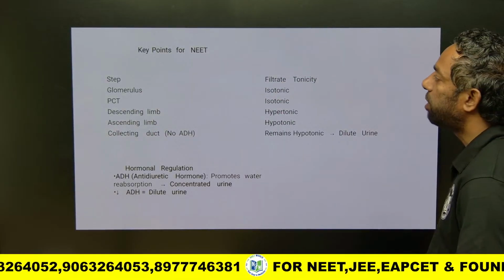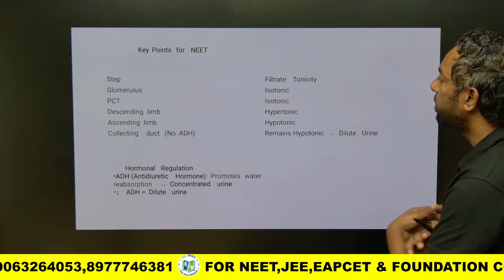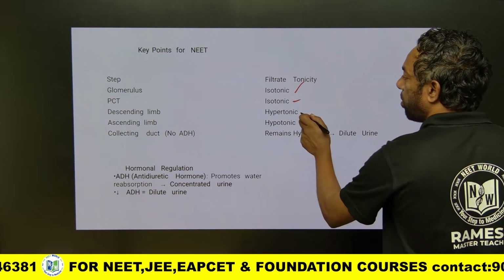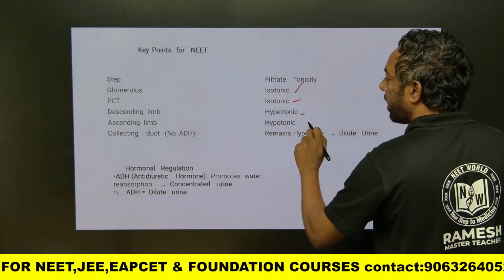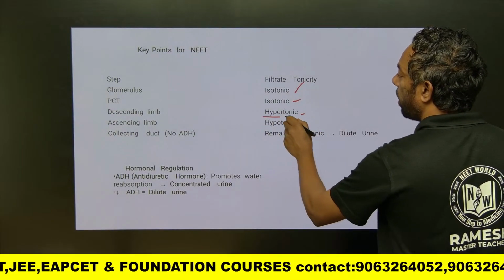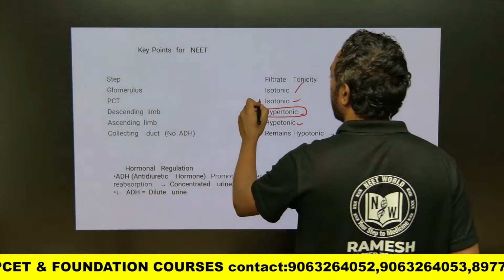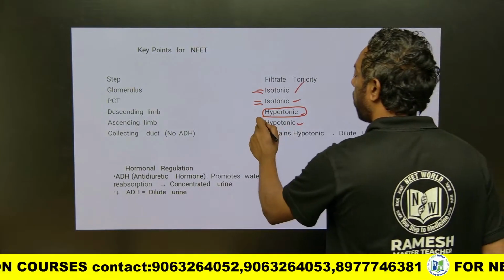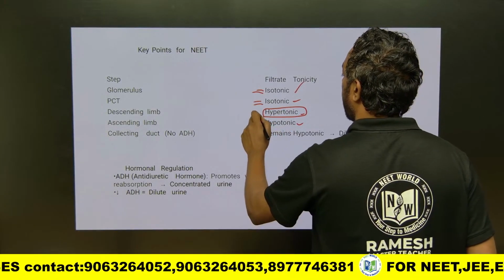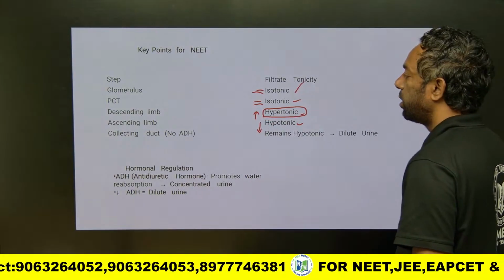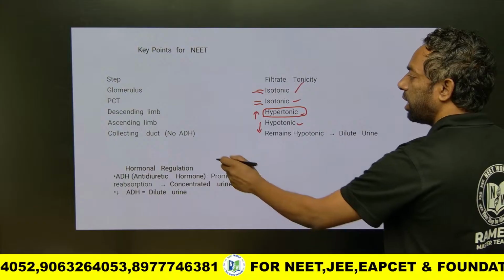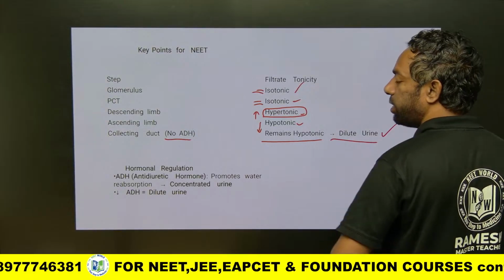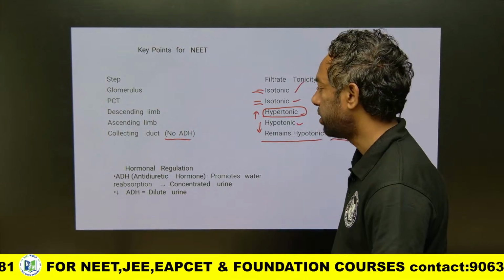Key points about dilute urine. Glomerular filtrate is isotonic and PCT is isotonic, descending Henle loop hypertonic, ascending Henle loop hypotonic. Iso means equal, hypo means low, hyper means high. This is important. Collecting duct, if no ADH, remains hypotonic, which is dilute urine. This slide is most important for NEET, guys.